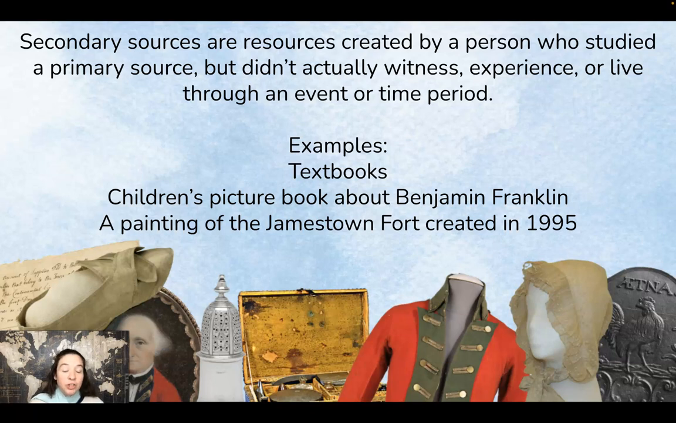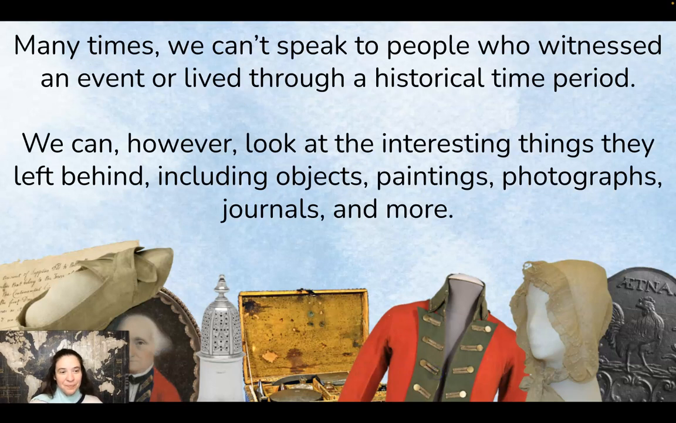A children's picture book about Benjamin Franklin is a secondary source. A painting of the Jamestown Fort created in 1995, that is definitely a secondary source. The Jamestown Fort was created in the early 1600s, so over 300 years later, the person who created that painting certainly would not have been there. So that is a secondary source.